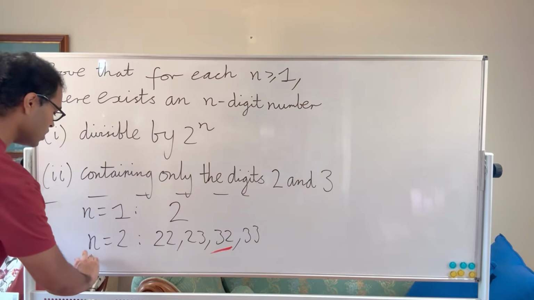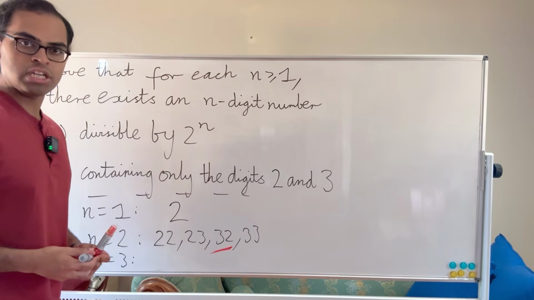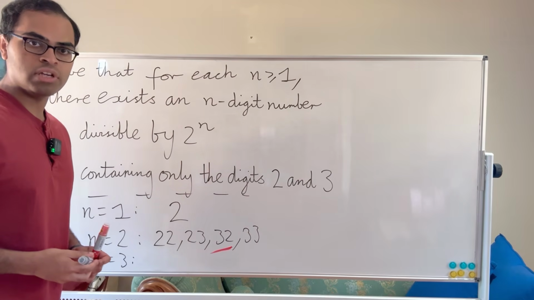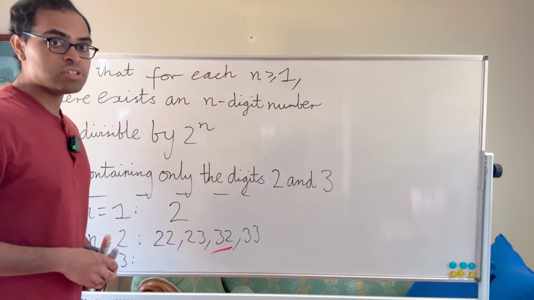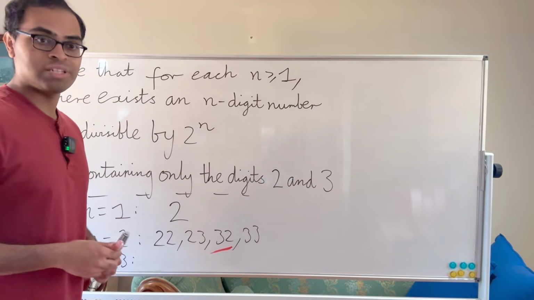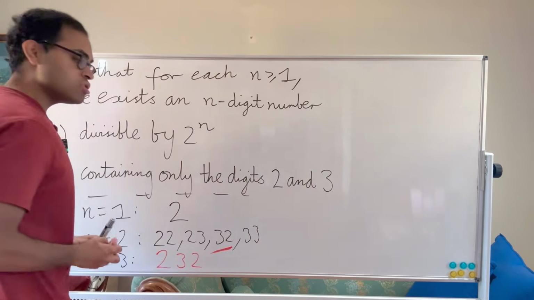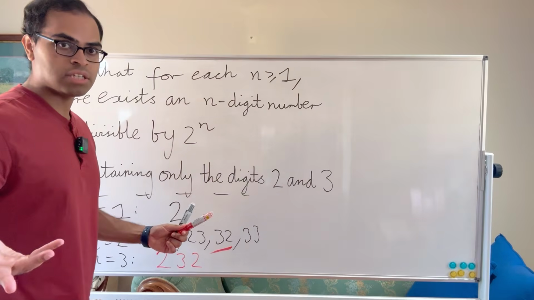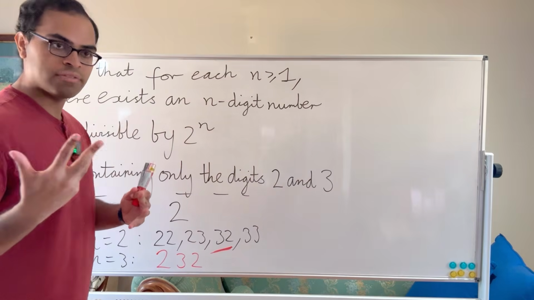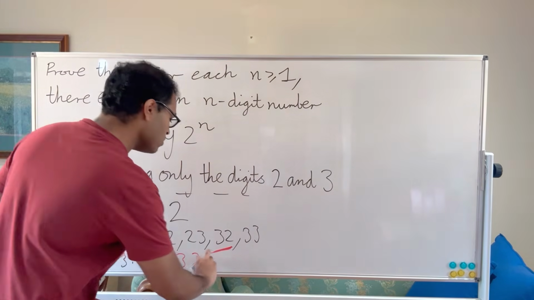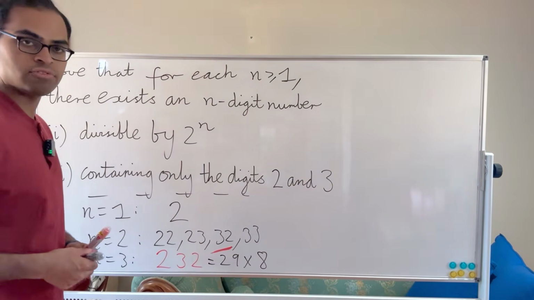For n equals 3, how many numbers are there? There are 8 possible numbers, 2 cubed, because there are 3 digits, and each digit can be either 2 or 3. So 2 choices for each digit, 2 to the power 3 choices in total. Out of those, it turns out only 1 is divisible by 2 cubed, which is 8, and that number is 232. As a challenge, I encourage you to try to find out what the number should be for 4 digits, divisible by 2 to the power 4, which is 16, and only containing 2 and 3. You might like to do that to get a feel for it. 232 works because it's equal to 29 times 8, 2 cubed. 30 times 8 is 240, so you subtract 8 from that and you get 232.